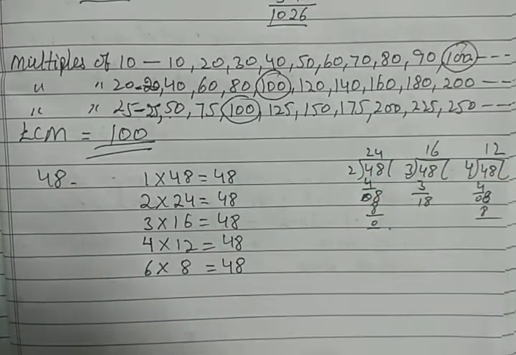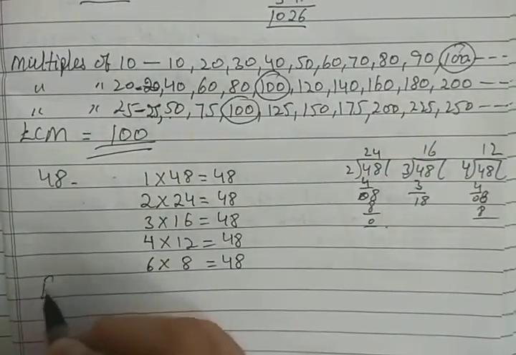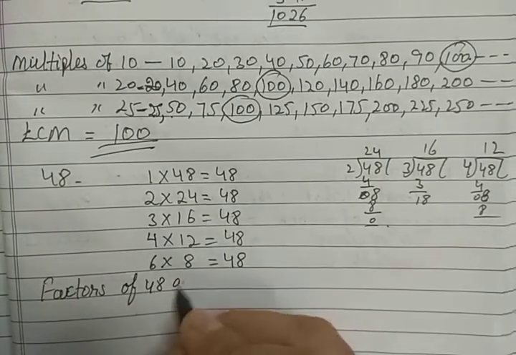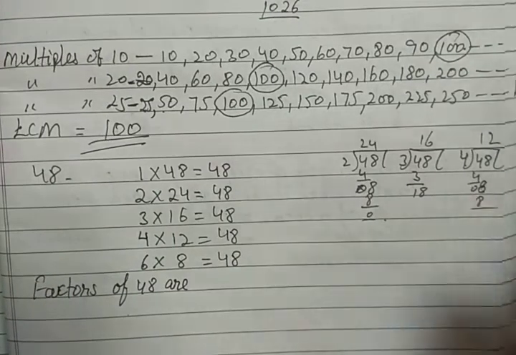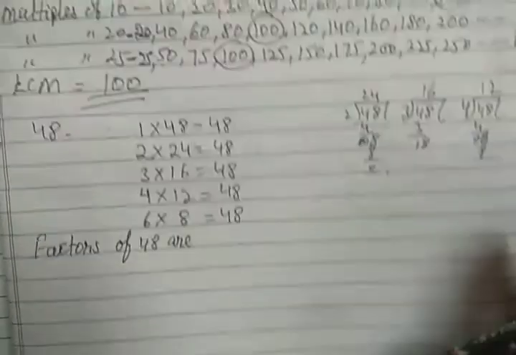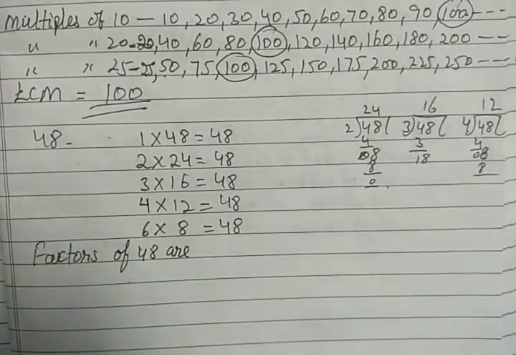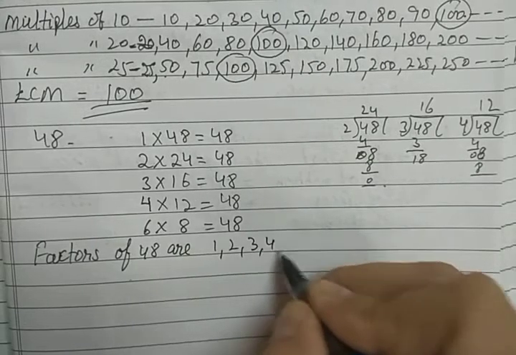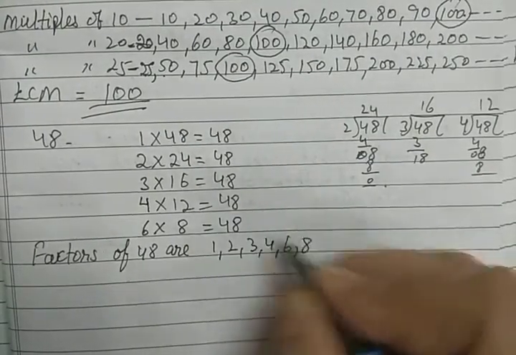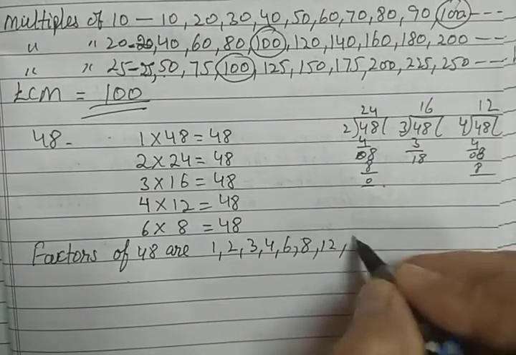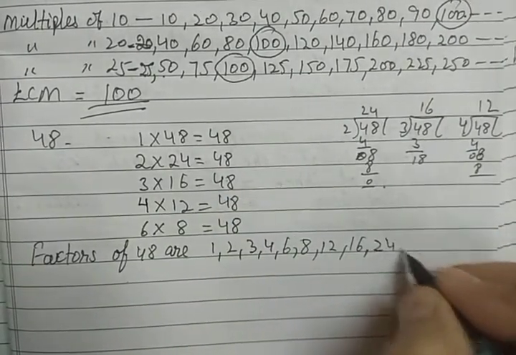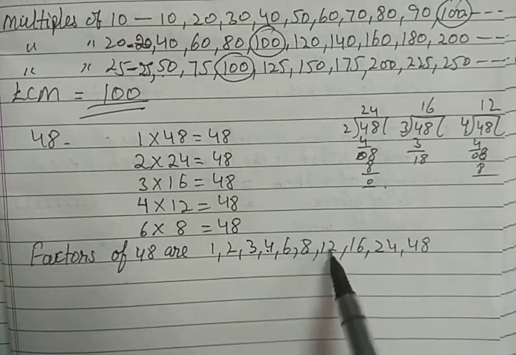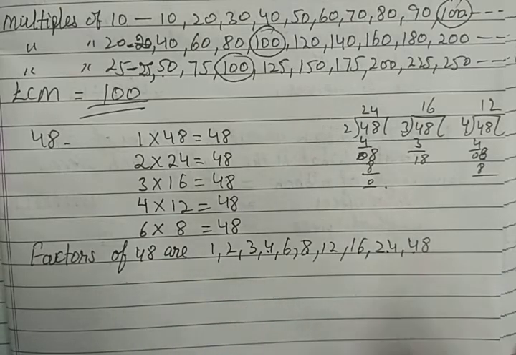Now we can find out the factors. So count the number of factors. So factors of 48 are, I hope that you remember how to find the factors. We have already done it in the worksheet. So it is 1, 2, 3, 4, 6, 8, 12, 16, 24 and 48. Now count the number of factors. 1, 2, 3, 4, 5, 6, 7, 8, 9, 10. So there are 10 factors.